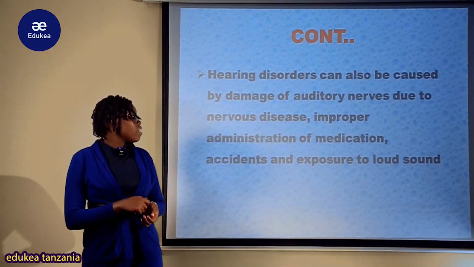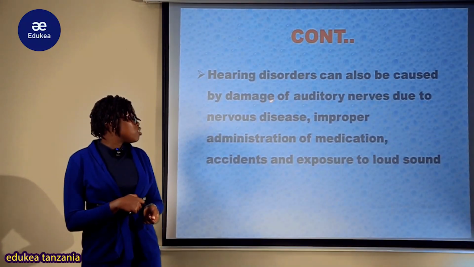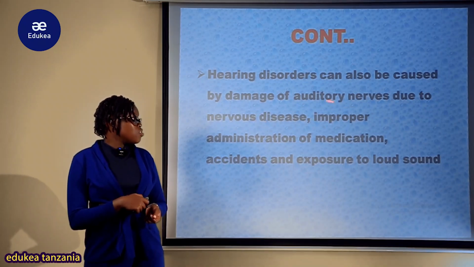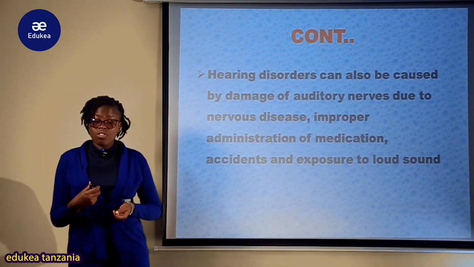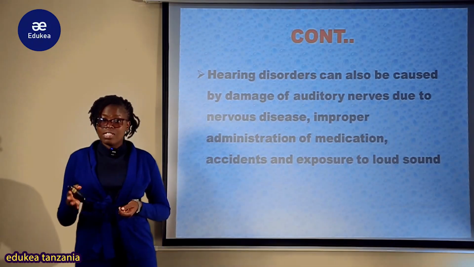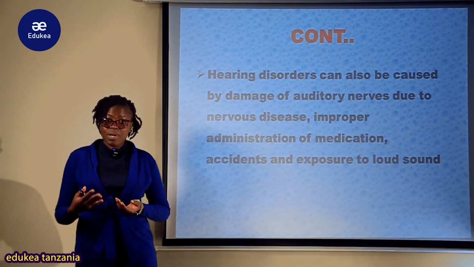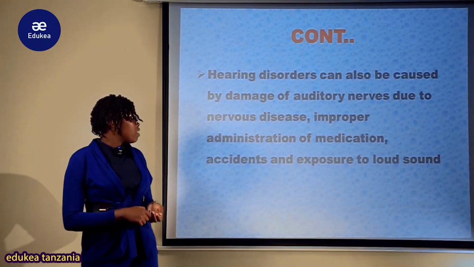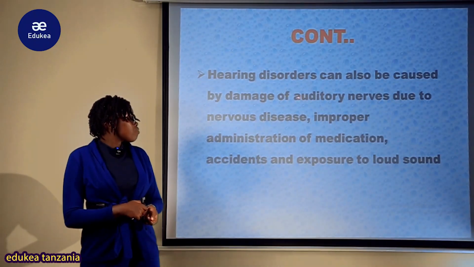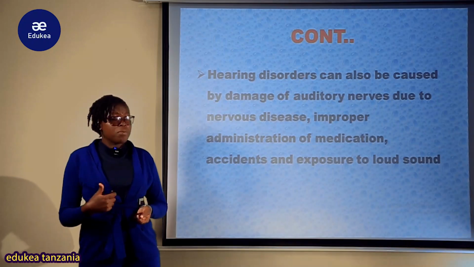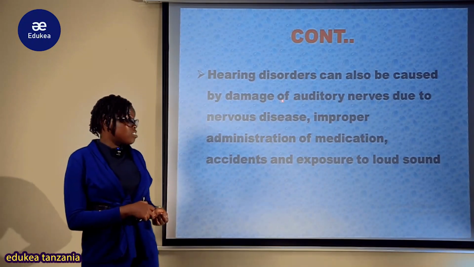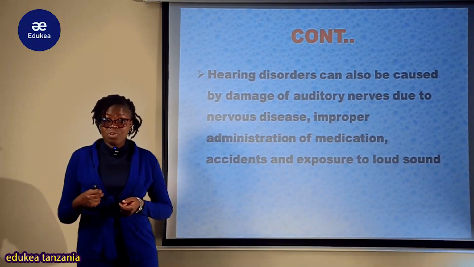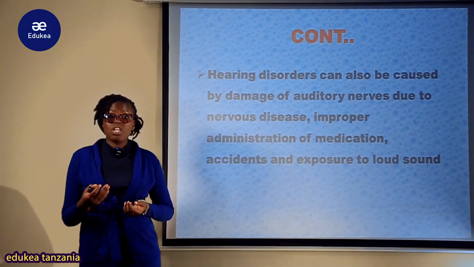So, the hearing disorder can also be caused by damage of the auditory nerve. Auditory nerves due to the nervous disease. This auditory nerve is the one which carries information or this sound wave to the central nervous system for the interpretation, so that a person can become aware of a particular sound. So, when the auditory nerve becomes damaged due to the nervous system diseases, inaweza kupelekea the hearing disorder au defect katika sikio, mtu akaweza kupata shida katika kusikia.